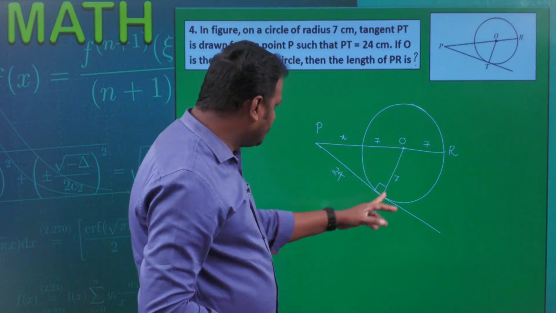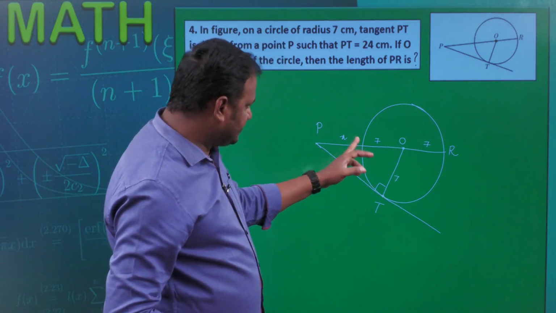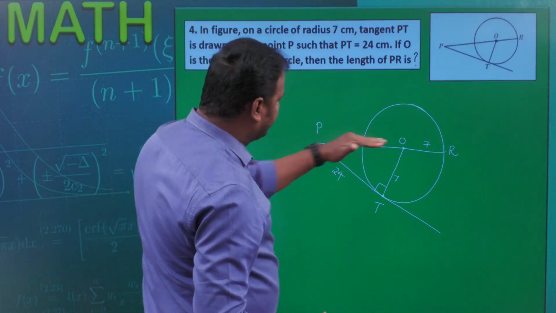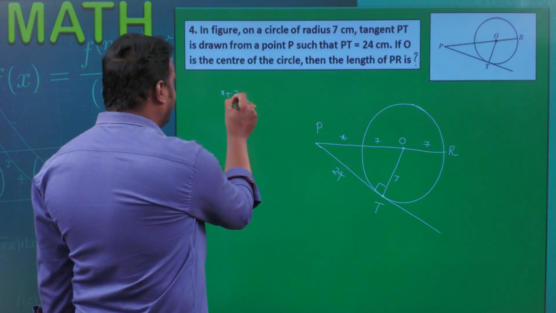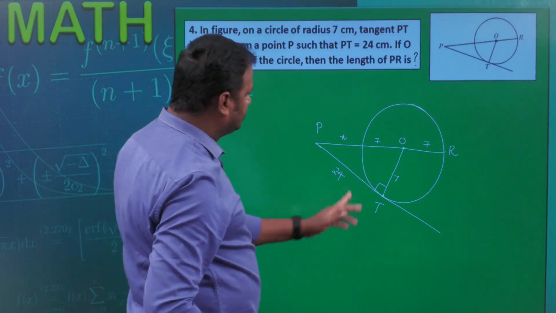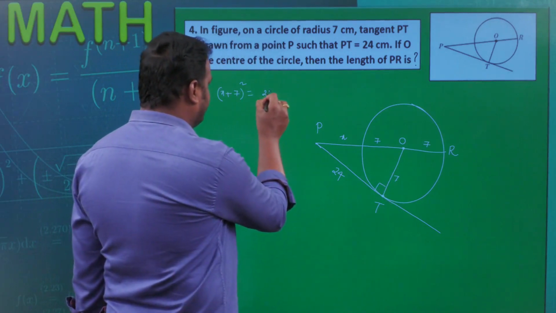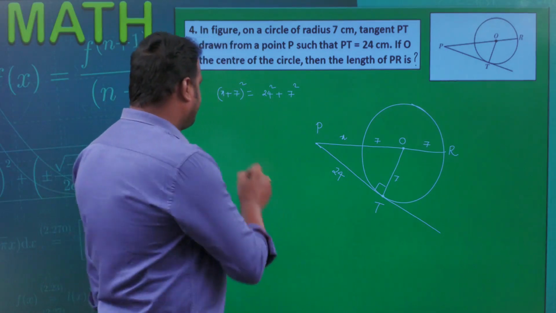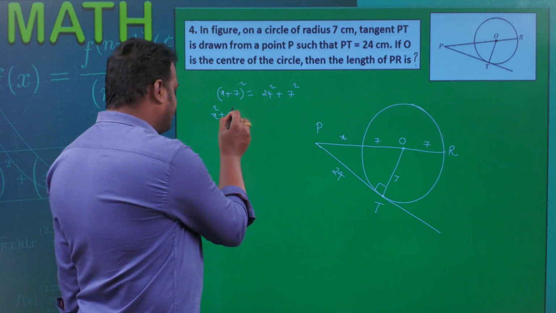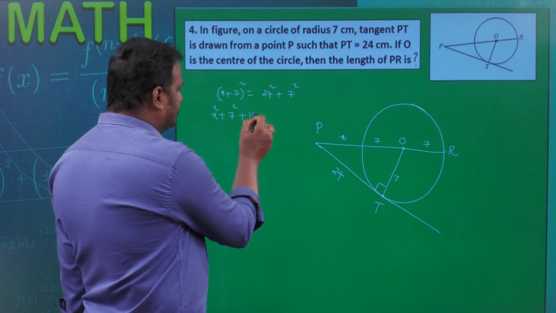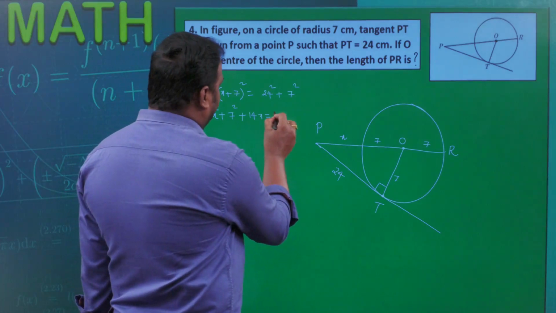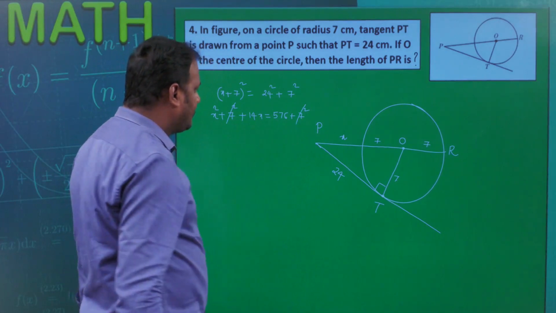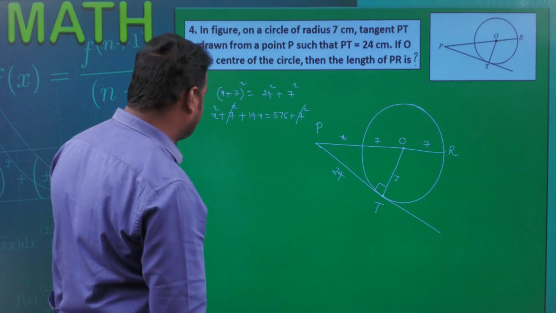Because here it is a triangle OTP, this is a right angle, this is the hypotenuse, this is one side, this is the other side. So the hypotenuse square is equal to, means (x plus 7) whole square is equal to 24 square plus 7 square. (x plus 7) whole square is in the form of (a plus b) whole square, that is a square plus b square plus 2ab. 2 into x into 7 equal to 14x. 24 square is equal to 576 plus 7 square. Here 7 square and 7 square get cancelled. Okay. So x square plus 14x is equal to 576.